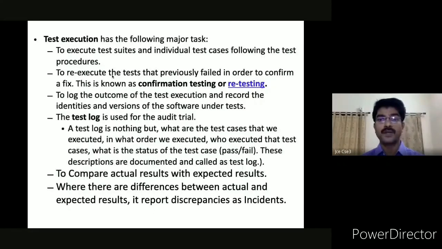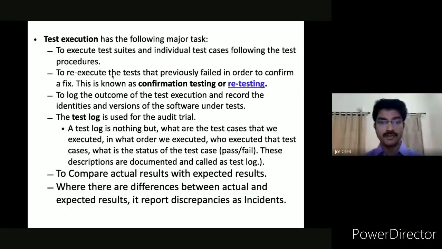Test execution has the following major tasks: to execute test suites and individual test cases, following the test procedures, and to re-execute the tests that previously failed in order to confirm a fix. This is known as confirmation testing or retesting. You cannot throw away the failed test cases. Sometimes a test fails, but after making some modification to the software you have developed, the test cases which failed in the previous execution may succeed in the next.